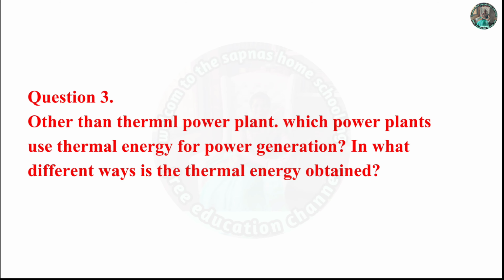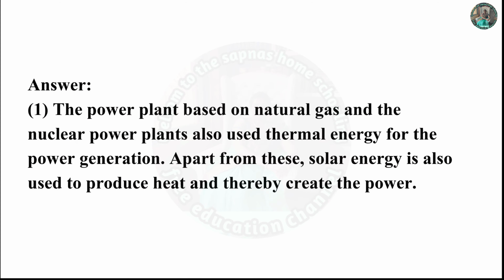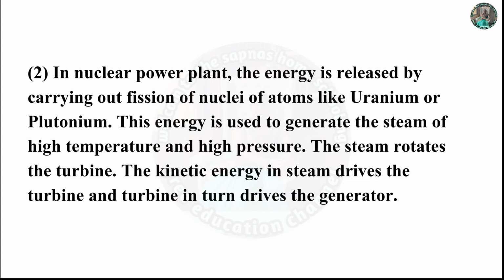Question 3. Other than thermal power plant, which power plants use thermal energy for power generation? In what different ways is the thermal energy obtained? Answer: the power plant based on natural gas and the nuclear power plant also use thermal energy for the power generation. Apart from this, solar energy is also used to produce heat and thereby create the power. In nuclear power plant, the energy is released by carrying out fission of nuclei of atoms like uranium or plutonium. This energy is used to generate the steam of high temperature and high pressure.